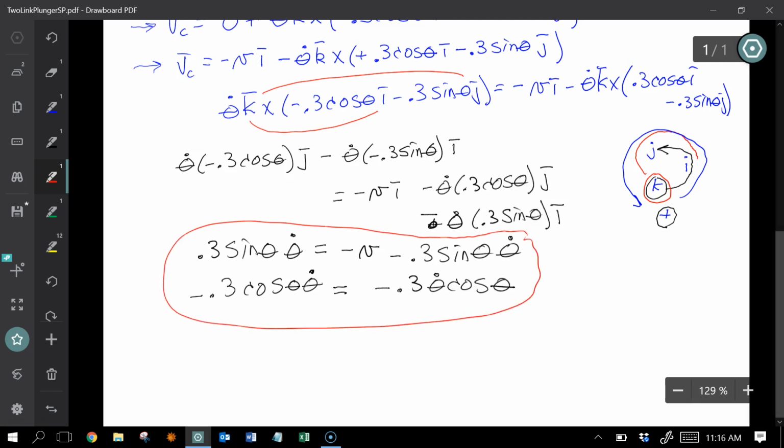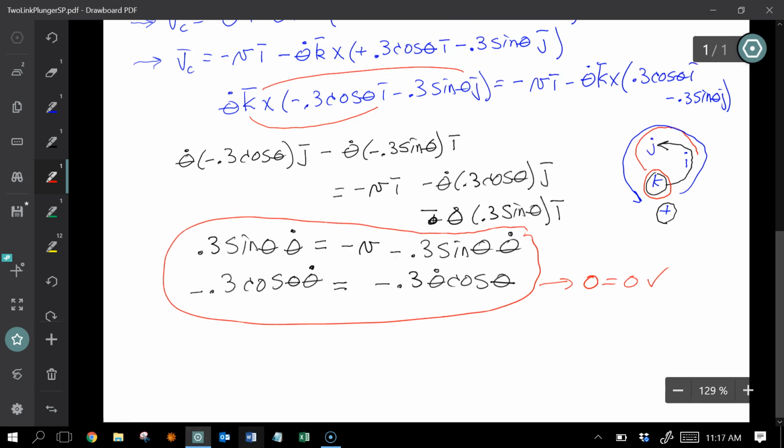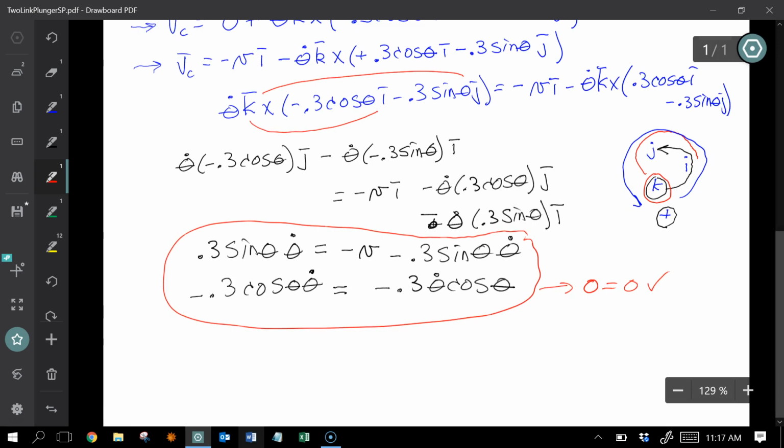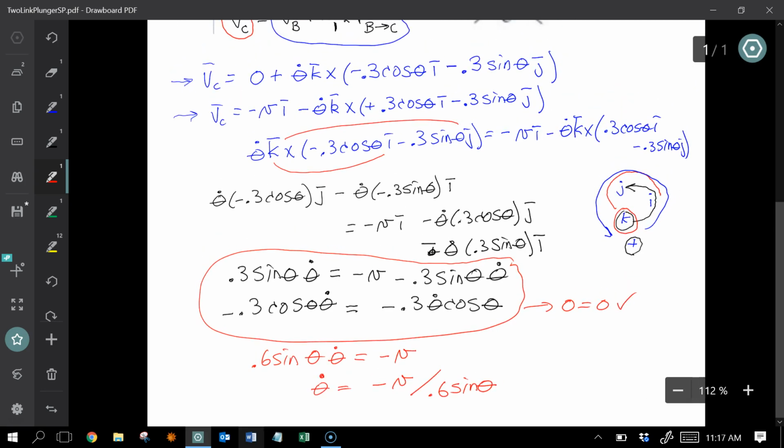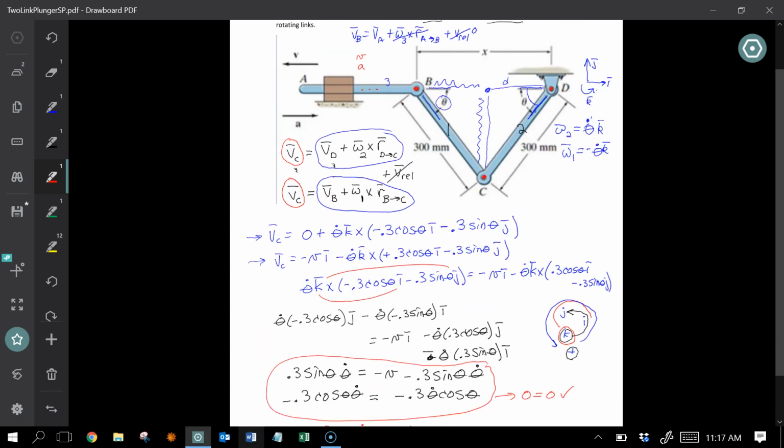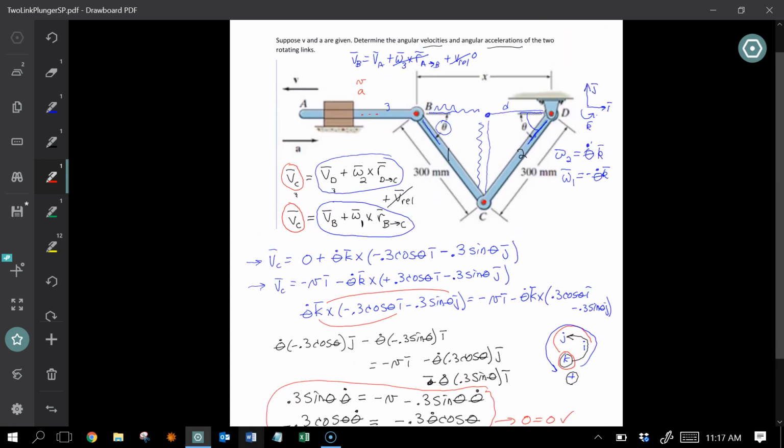So here are the two scalar equations. The last equation, this one here, when you solve it, it comes out to be 0 equals 0. It's correct, it just doesn't do you any good. So the top equation, I'm solving for theta dot, so that would be 0.6 sine of theta times theta dot is equal to a negative V. So theta dot is equal to a minus V divided by 0.6 sine of theta.